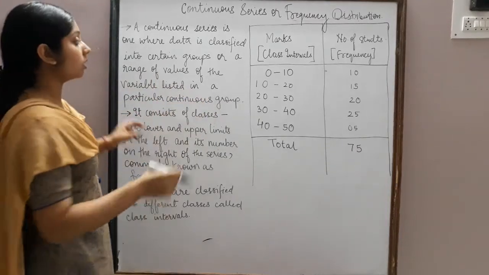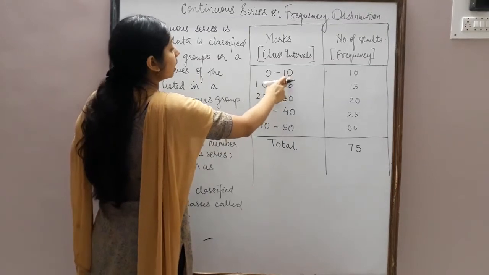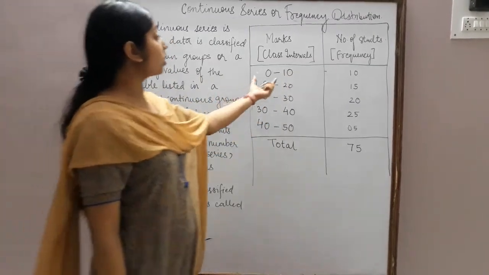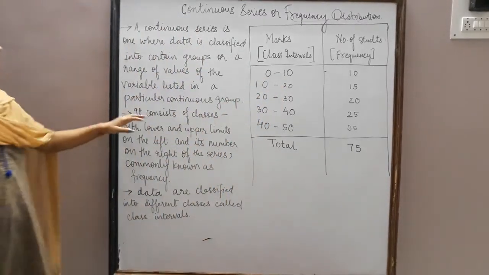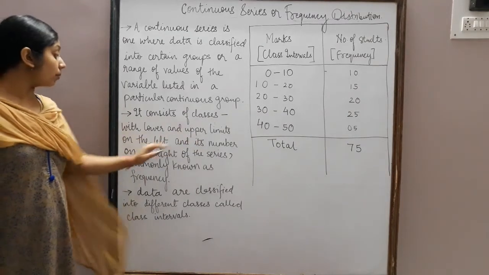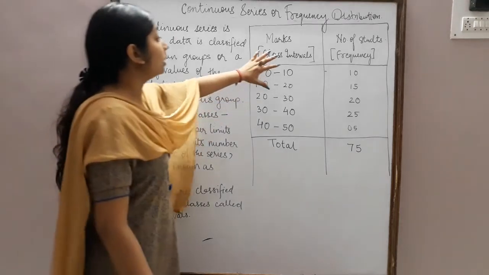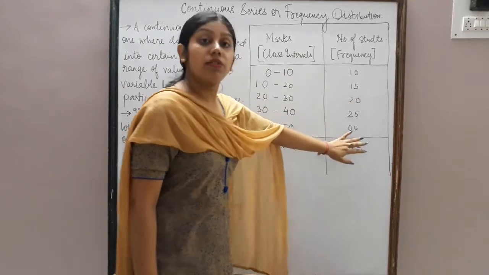The groups are continuous. Over here if you see the table, children, the example 0 to 10, then from 10 to 20, 20 to 30. So over here they are classified into classes or groups or ranges, you can say. It consists of classes with lower and upper limits on the left and its number on the right of the series, commonly known as frequency. This is the class interval and this is the frequency.